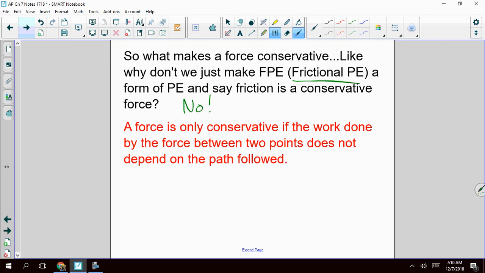So here's why. The textbook definition of a conservative force is this. A force is only called conservative if the work done by the force between 2 points does not depend on the path followed. So if I'm going to make an object go from point A to point B, then the work done by a conservative force will always be the same, regardless of how it goes between those 2 points. All right, so let's do a quick example.